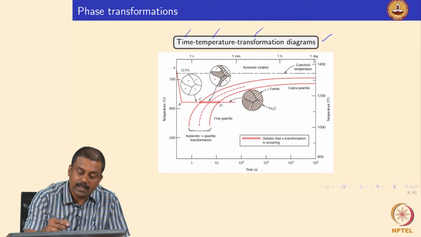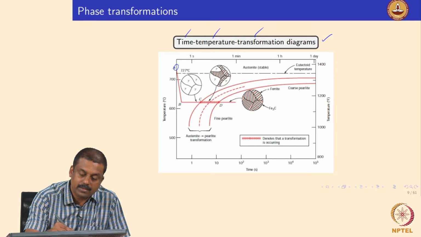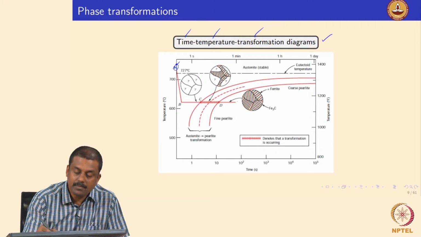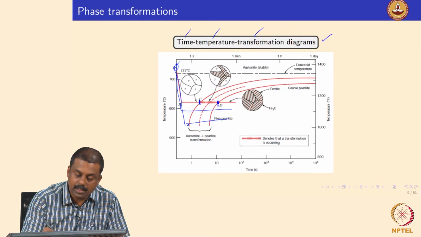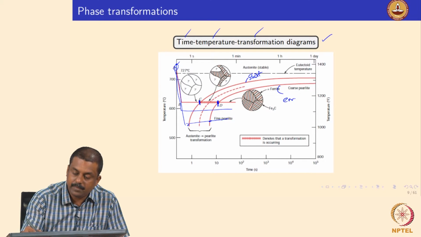So this diagram can explain, say for example, if you are cooling from the fully austenitic region rapidly and then hold at a particular temperature, we can identify the start and end of transformation. Okay. So at what time your transformation from austenite to pearlite begins and your austenite to pearlite ends, right. And so we can cool it to various temperatures and hold it and identify the start of transformation and end of transformation. So this is start of transformation and this is end of transformation.